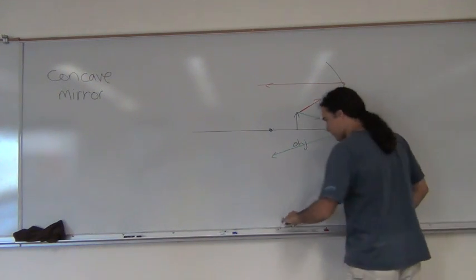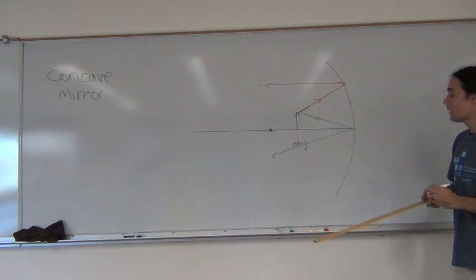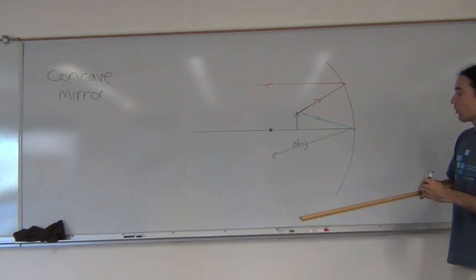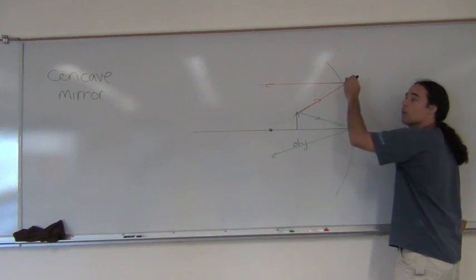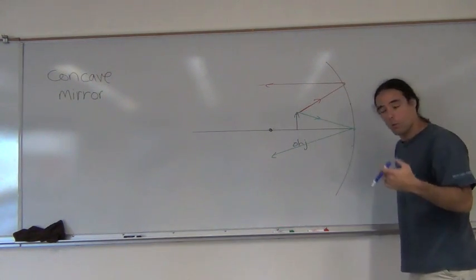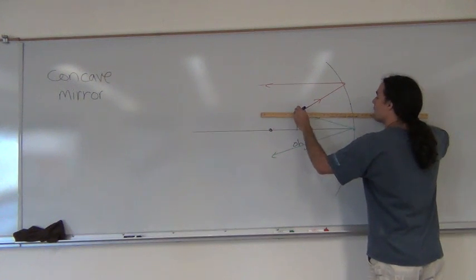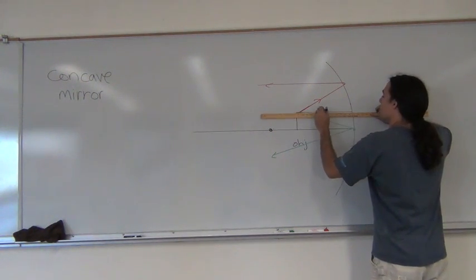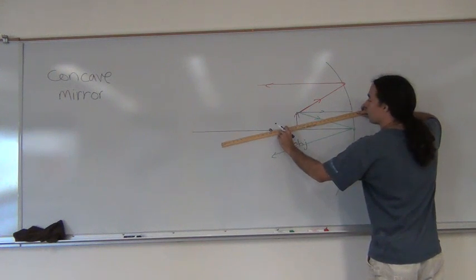Finally, I want to have one light ray that comes in horizontally. So I had one that went in through the focal point and out horizontally. We're going to do one more that comes in horizontally and passes back through the focal point.